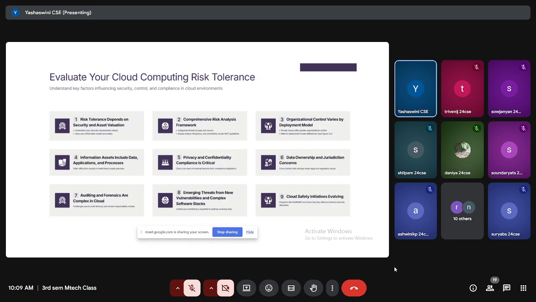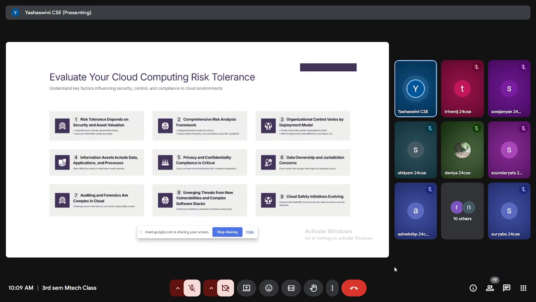Then once you are able to identify the risk, and you are able to get the information about the asset, we will go with privacy and confidentiality compliance, where you will not exempt any tenants from compliance obligations. So every tenant should be able to follow the compliance that is given by NIST guidelines, right?